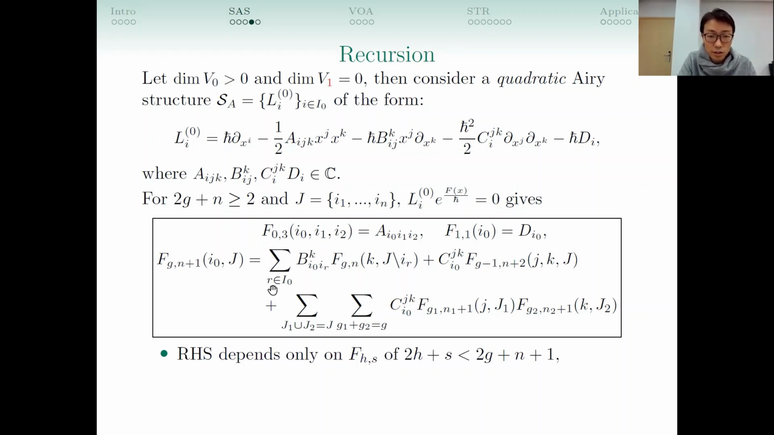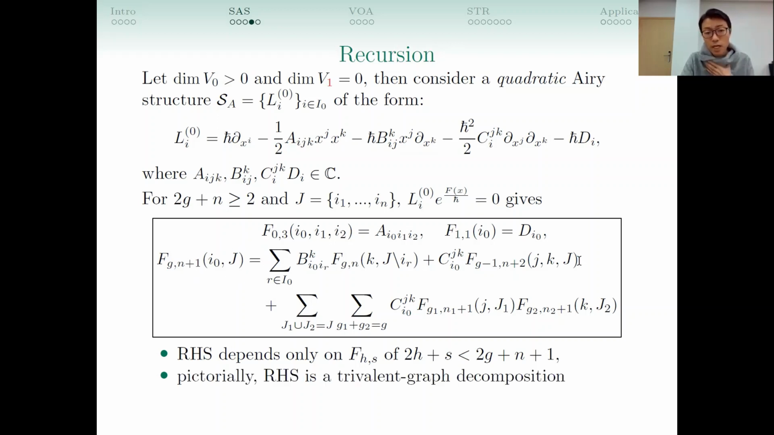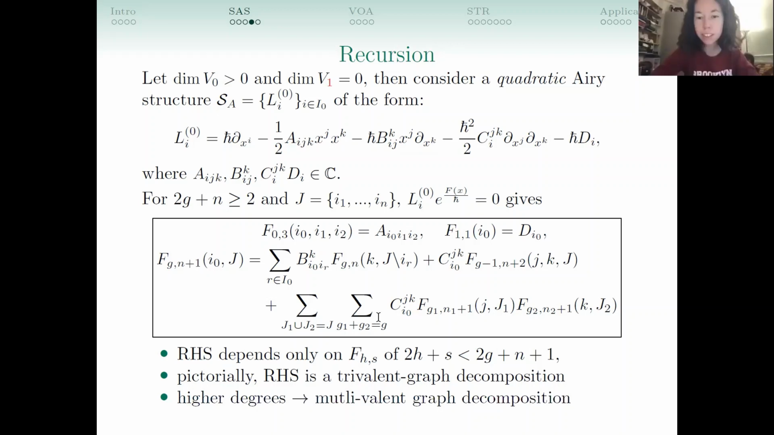So the right-hand side of this equation, if you look at this F_{g,n} or F_g, everything here, if you compute the Euler characteristic of this F_{g,n}, it's always smaller than the Euler characteristic of the left-hand side. So it's recursive. And more importantly, if you think of this formula in a pictorial manner, the right-hand side can be thought of as a trivalent decomposition. And if you know the formula of topological recursion, you might find these 2 terms very similar to the topological recursion.